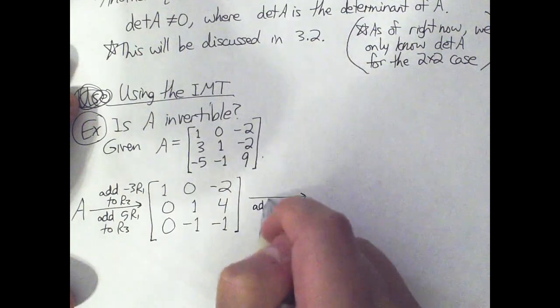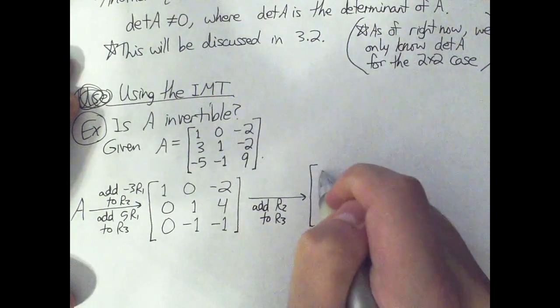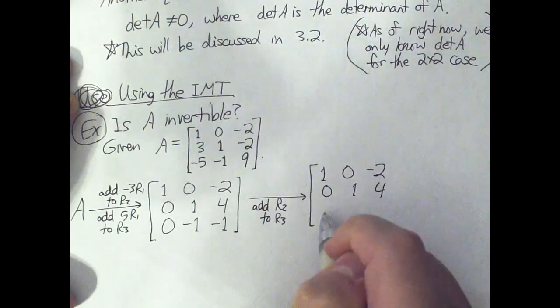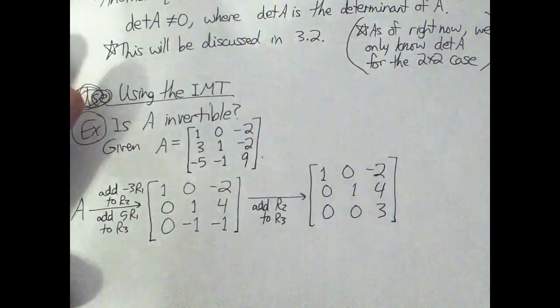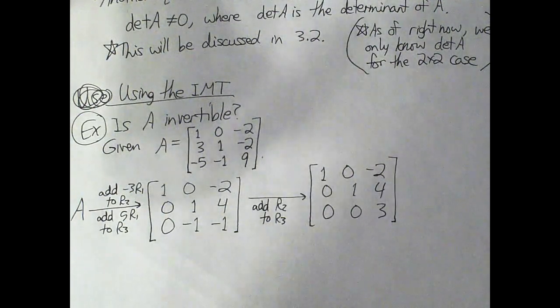I'm going to add R2 to R3. So R1 and R2 are staying the same. 1, 0, -2, 0, 1, 4, 0, 0, 3. I didn't fully row reduce it yet. It's not in row reduced echelon form, it's not in RREF, right? It is in row echelon form. It's just not reduced. So this represents a triangular matrix, or represents a triangular system, I guess.